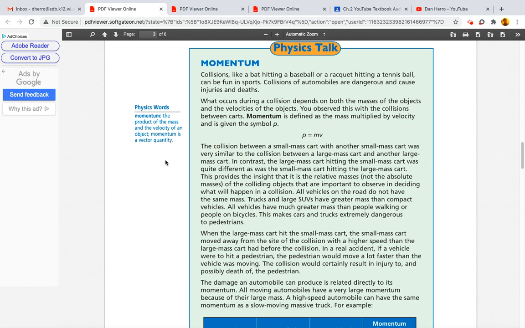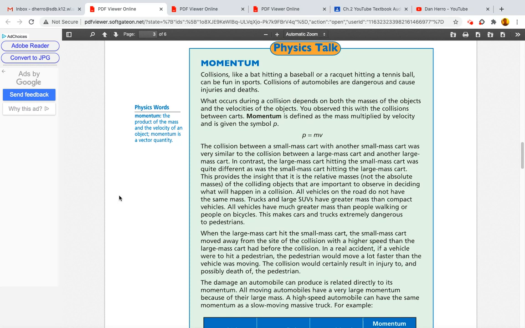The collision between a small mass cart with another small mass cart was very similar to the collision between a large mass cart and another large mass cart. In contrast, the large mass cart hitting the small mass cart was quite different, as was the small mass cart hitting the large mass cart. This provides the insight that it is the relative masses, not the absolute masses, of the colliding objects that are important to observe in deciding what will happen in a collision.